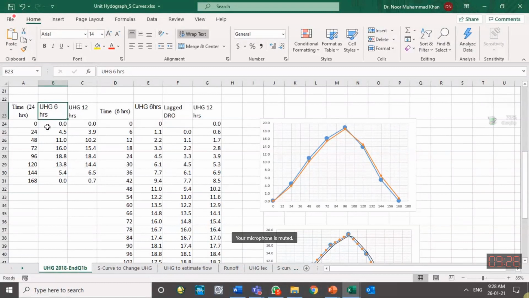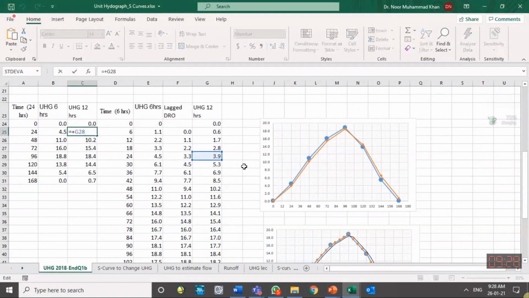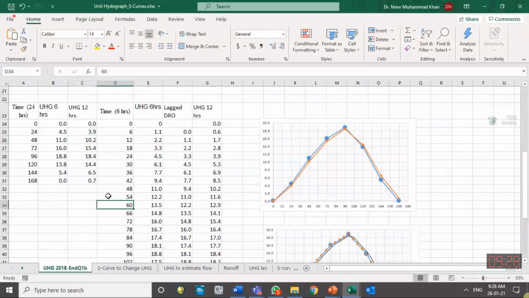A storm of 6 hours. We want to convert it into a unit hydrograph of 12 hours. This is not with us at the moment.